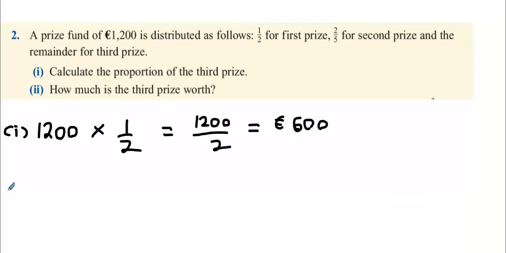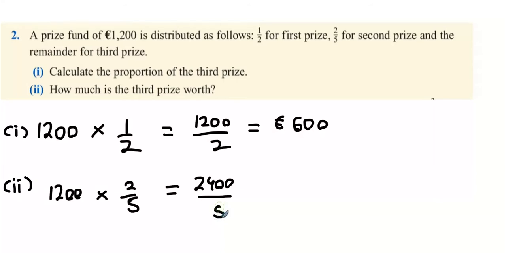Regarding second prize, however, we're going to get 1,200 multiplied by 2/5. So we're going to multiply, we get 2,400, and we have to divide that by 5. Because 2 times 1,200 is 2,400, then we divide that by 5, and 5 into 24 goes 4 times, remainder 4. 5 into 40 goes 8 times, carry the 0. So that's €480 for part 2.